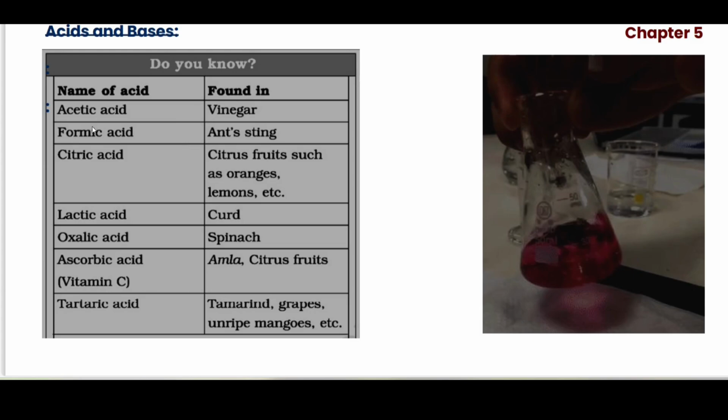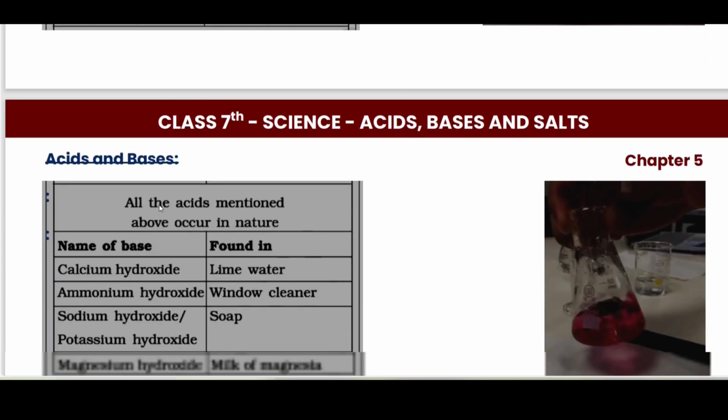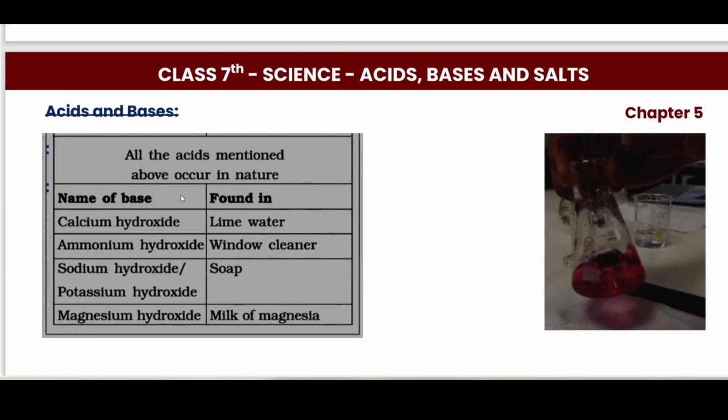When an ant bites, which acid does it give? It is formic acid. Then citric acid, in citrus foods, the sour fruits like orange and lemon, right? Lactic acid is found in curd. Oxalic acid is found in spinach. Then ascorbic acid is in amla, citrus fruit. Then tartaric acid in tamarind, grapes, unripe mangoes, etc. So these are some acids found in these substances. You need to learn it so that you can continue, right? These types of questions usually come in your exam.